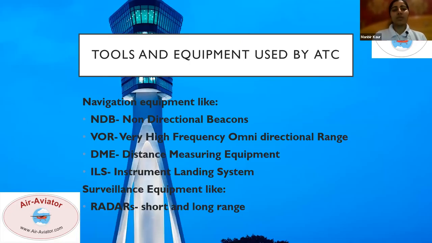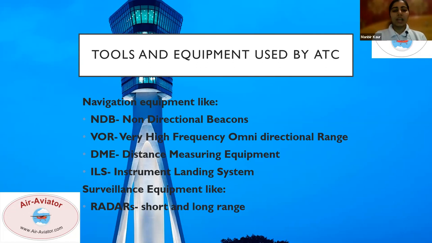Okay, so here are a few tools which are used by an ATC. The basic operation done by ATC is to navigate only. They use navigation equipment, the first being the non-directional beacons. Then they use VOR, that is very high frequency omnidirectional range. Another one is the distance measuring equipment. Then there is ILS, which is the instrument landing system. And surveillance equipment like radars, short range and long range.